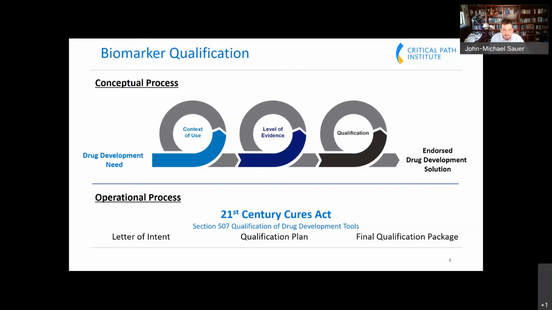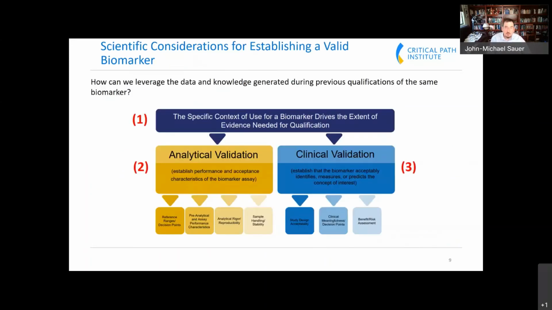Now, if we think about this again, this process, both the conceptual as well as the operational, could be accelerated if indeed we're looking at a second qualification, because a lot of the legwork and characterization of the biomarker would have already been done. So if we divide up qualification really into three buckets, right? First, the context of use. Second, the analytical validation. And then third, the clinical validation. I think what we can do is dissect and understand where we need to add additional data if we're moving from the safety space to the disease or efficacy space.